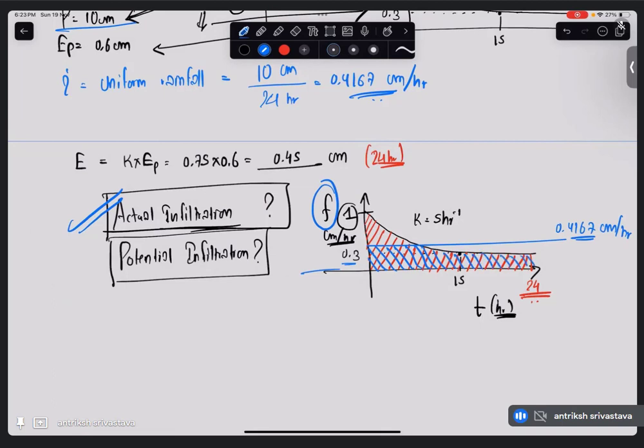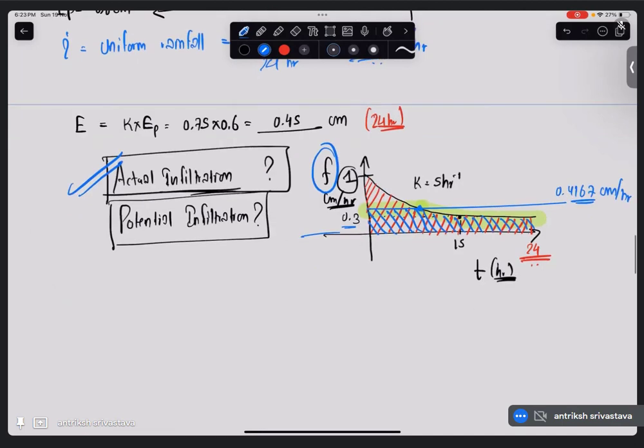So your actual infiltration is going to be this area. Why did it reduce after some time? Because now even if the rainfall is occurring at a sufficient rate, the soil capacity is reduced. So it is going to be the minimum of these two. So the actual infiltration rate is often called the minimum of these two. So this is going to be your actual infiltration rate, right?